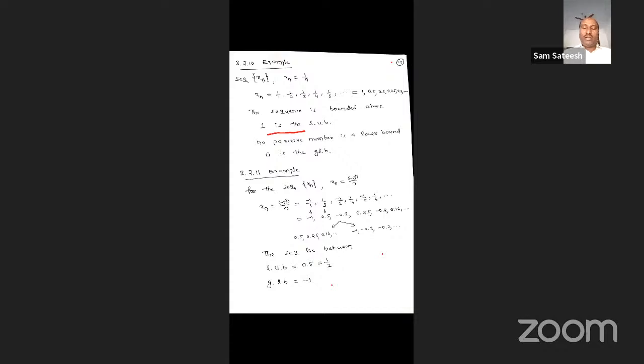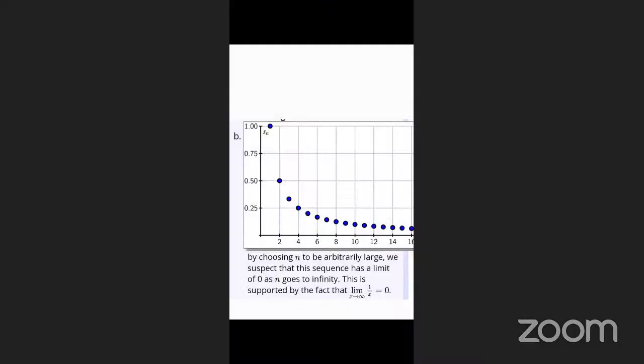Here I am opening an image. Wait. x is equal to 1 by n. Here is the graph of x equal to 1 by n, or x equal to 1 by x. Here, as x approaches infinity, the value tends to 0.